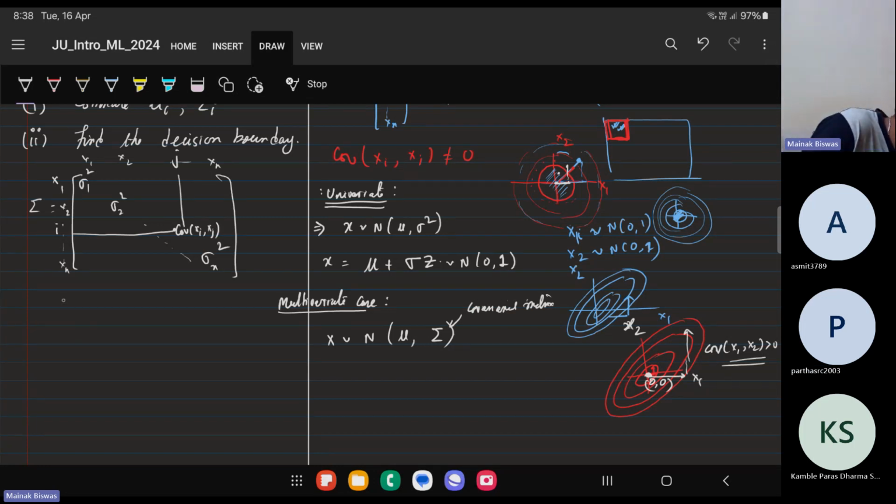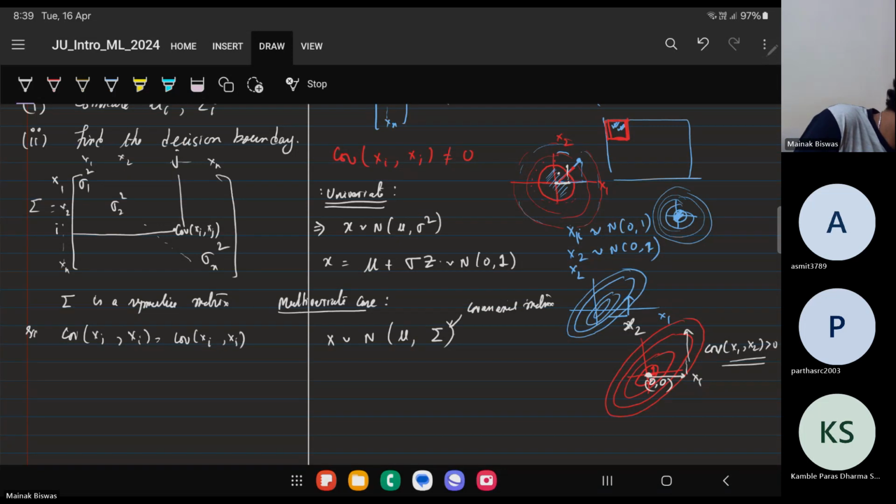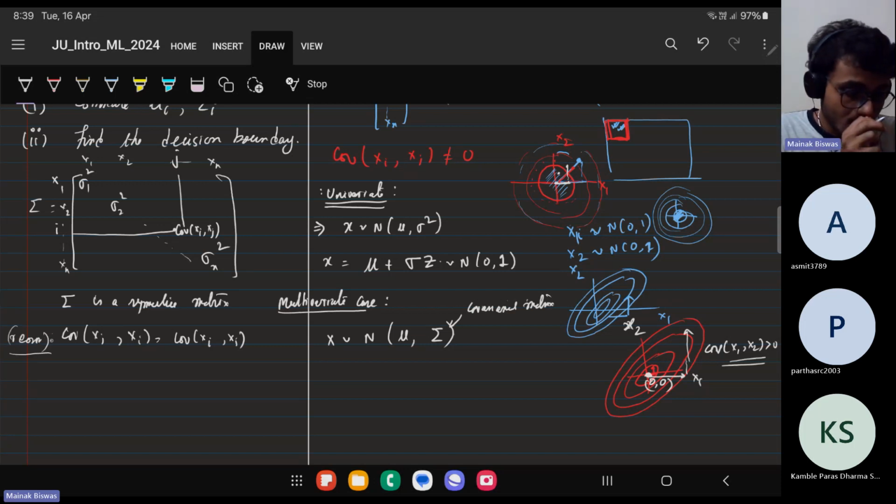So sigma is a symmetric matrix. Why? Because covariance of xi, xj is equal to covariance of xj, xi. So all those properties of eigenvalues and eigenvectors will hold. You'll see this in PCA and so on. Okay, so X we have seen. So how do you get this formation?